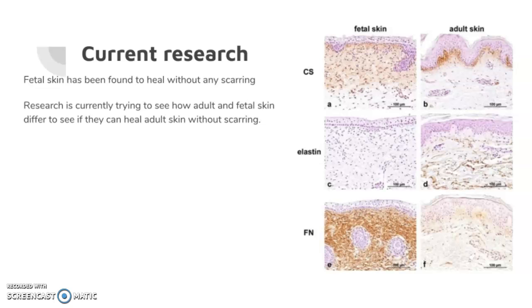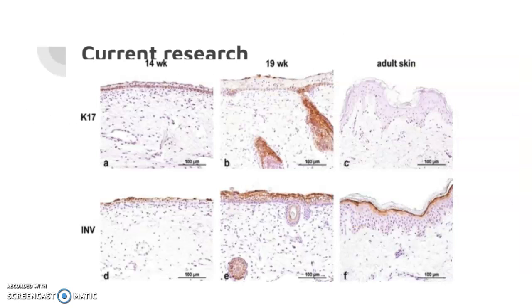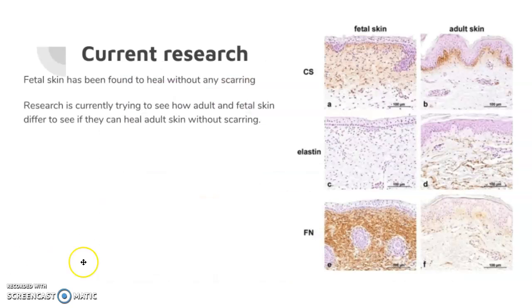There are 5 things that they have identified in fetal skin that are not in adult skin: CS, elastin, FN, K17, and involucrin. I'll talk more about those. For the fetal skin, CS is found all throughout the skin and is only found in the top epidermis in adult skin. They're looking into how that can coordinate.